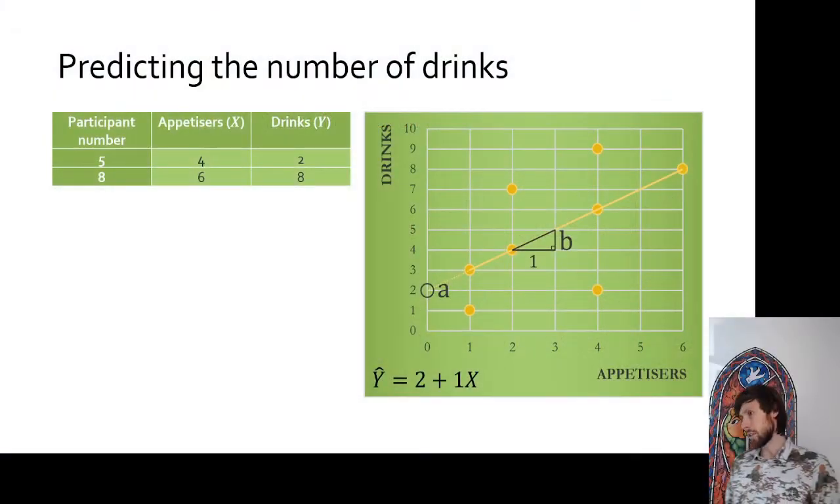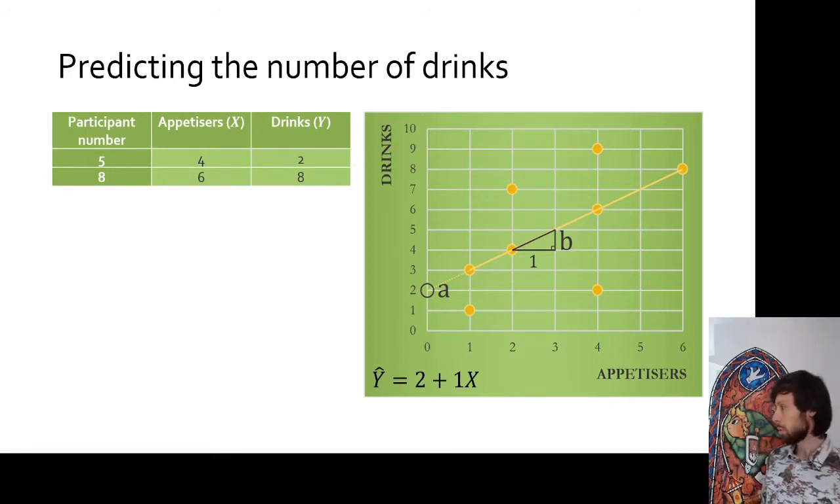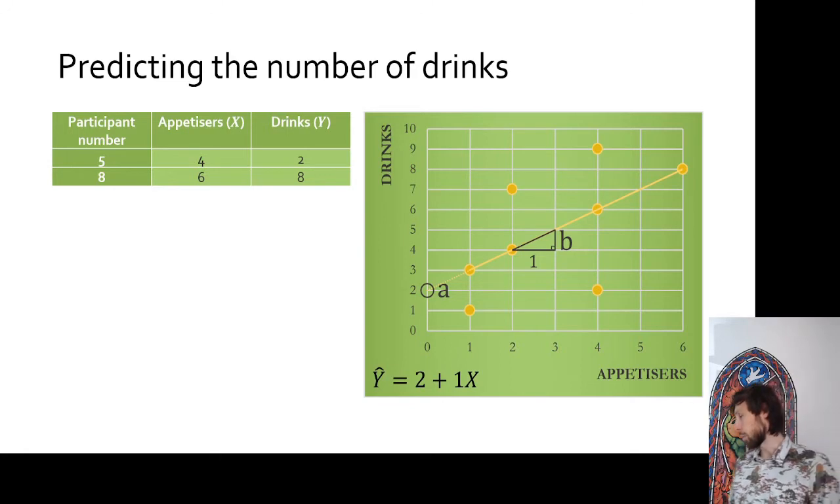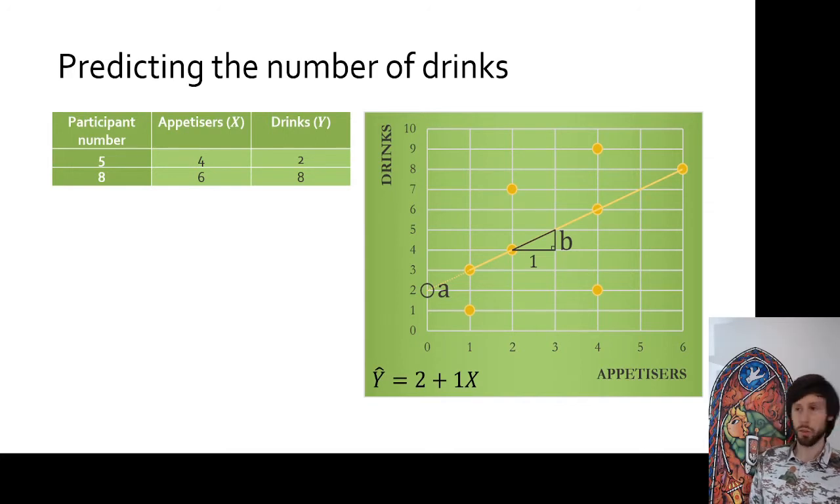What this then means is that you could use the regression line, the regression equation specifically, to make predictions. You could try predicting how many drinks a customer will order depending on how many appetizers they are served. And you might also see how well that prediction holds up for individual participants in the sample.